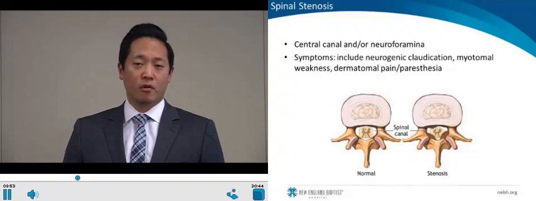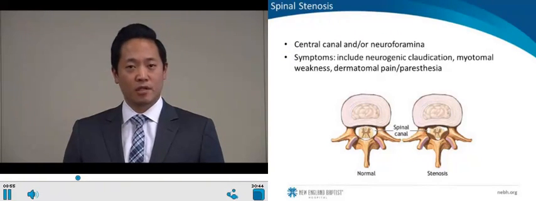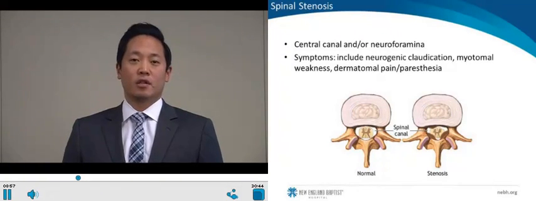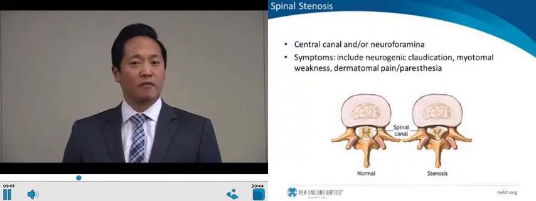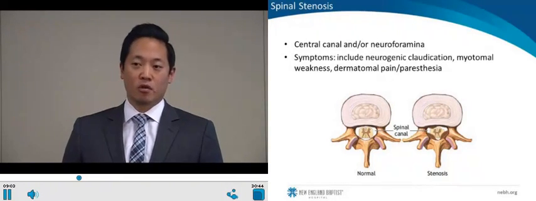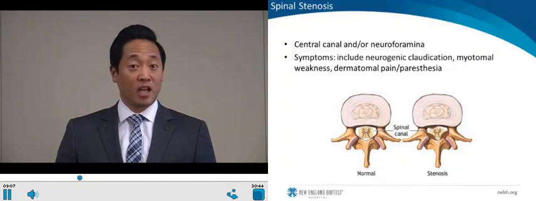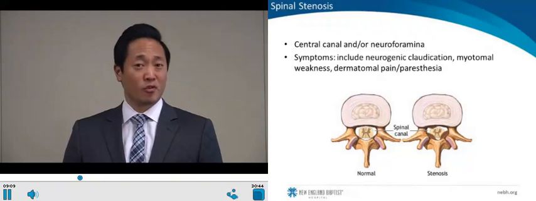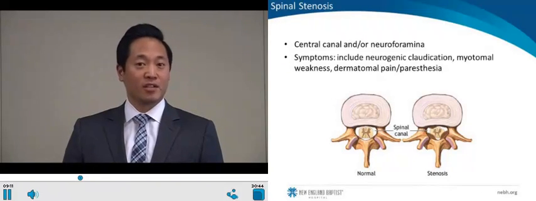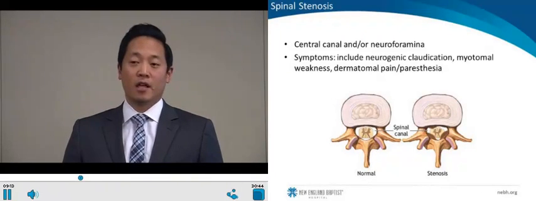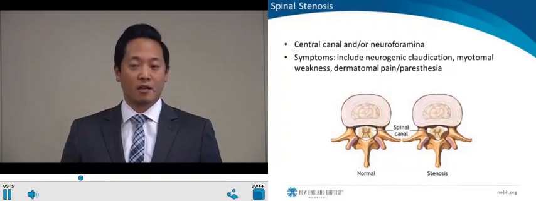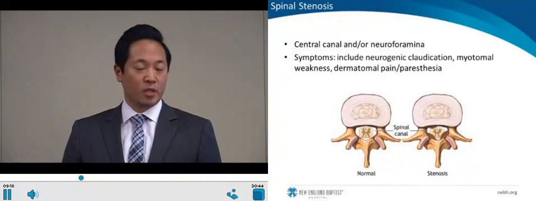Neurogenic claudication primarily results from central stenosis and classically results in patients who complain of early or premature fatigue of the lower extremities as they start to walk. This usually occurs very reliably over a certain distance and is reproducible. It's usually relieved when patients sit down and then will allow them to start walking again a similar distance, after which they develop the symptoms again.